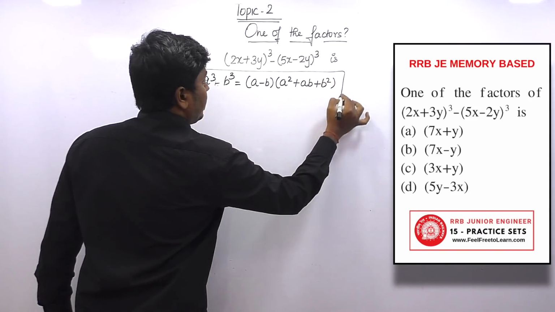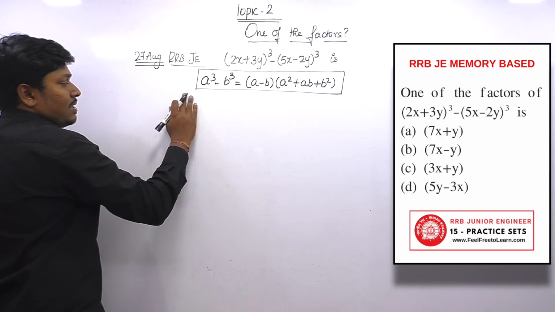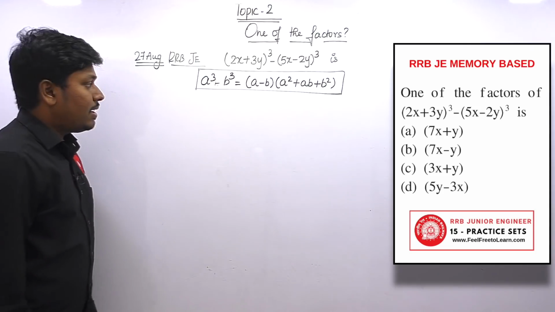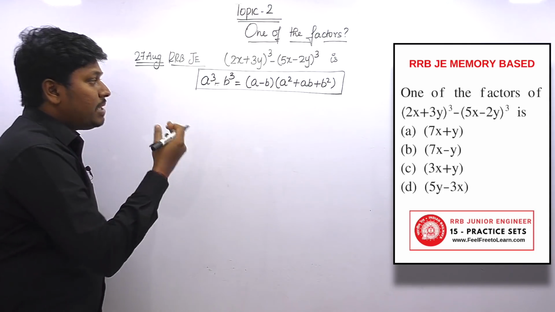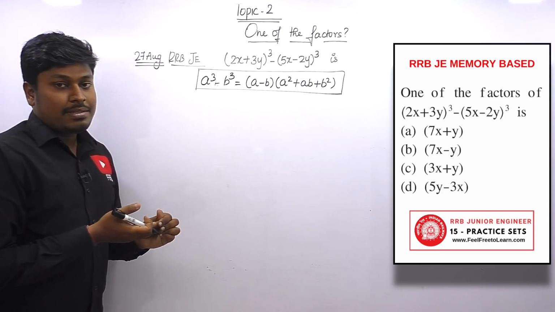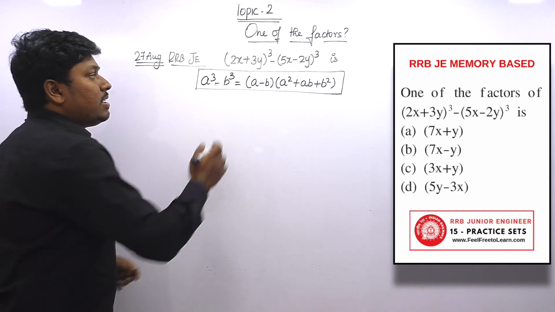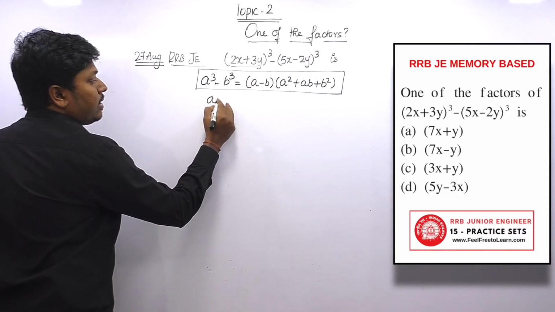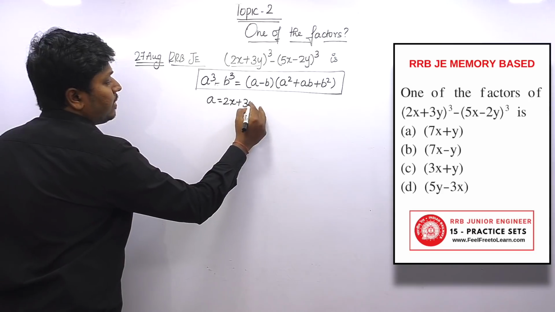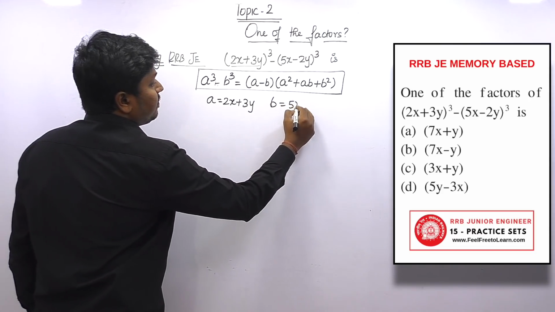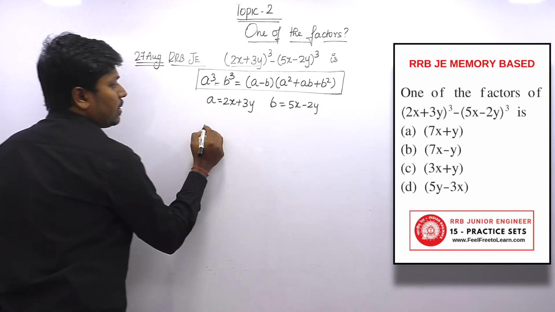So if you apply the values in this formula, you will get the answer for this question right away. So a cube minus b cube will be a minus b into a square plus ab plus b square. You can apply the same formula to the previous question also. So similarly we are going to take the value of a as 2x plus 3y and the value of b as 5x minus 2y. So let me apply all the values here.